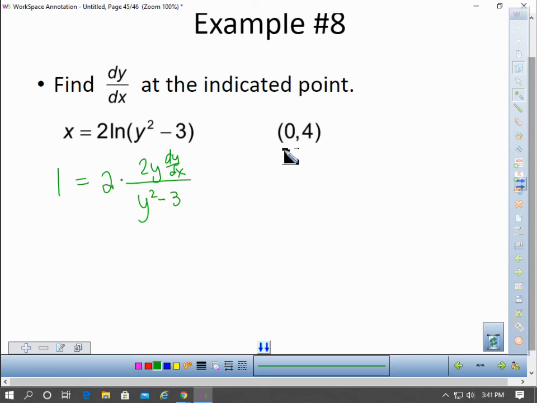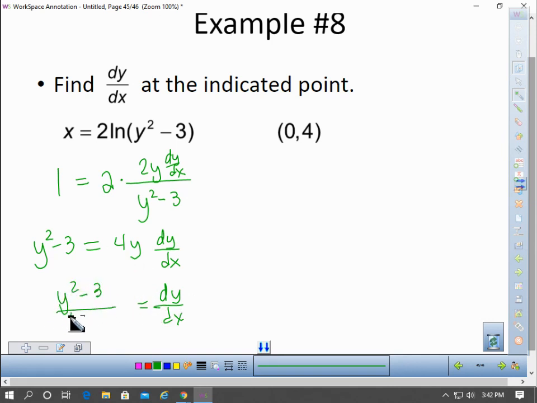Now I want to evaluate it. Well, we can solve for dy/dx if we want to, or we can put the point in first. It's whatever you want to do first. So if I multiplied the y squared minus 3 over here, I would have y squared minus 3 equals 4y dy/dx. So if I actually found what the derivative was, I would have y squared minus 3 divided by 4y.